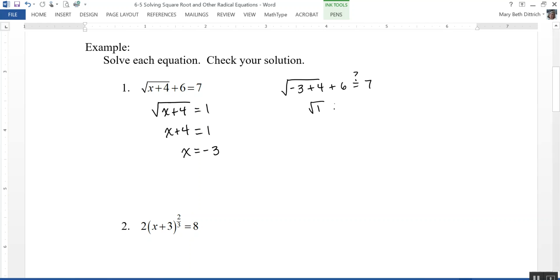So is the square root of 1 plus 6 equal to 7? Indeed it is, because 1 plus 6 is equal to 7. So this does check. So my one solution is x equals negative 3.